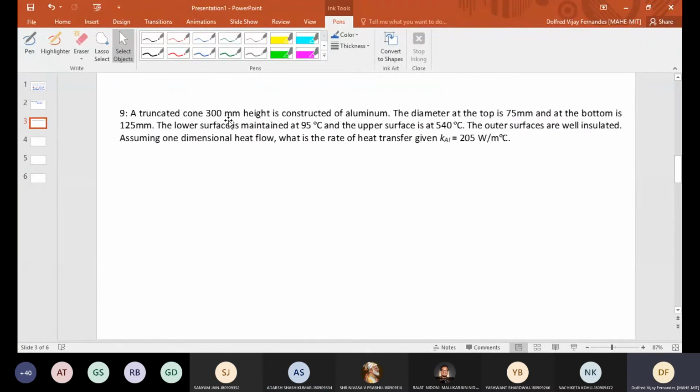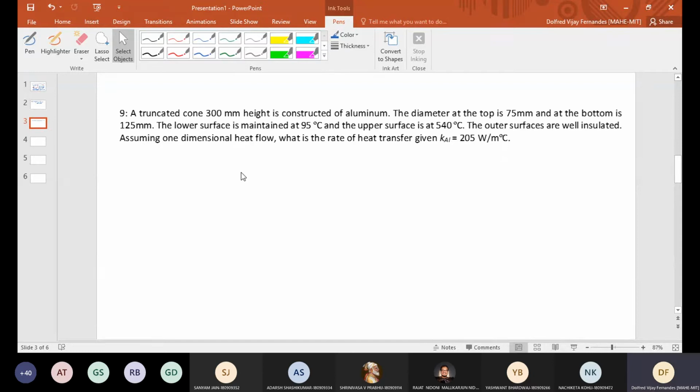So a truncated cone of 300 millimeter height, constructed of aluminium. The diameter of the top is 75 millimeter, bottom is 125 millimeter. Lower surface is maintained at 95 degrees centigrade, upper surface is at 540 degrees centigrade. The outer surfaces are well insulated. Assuming one-dimensional heat flow, what is the rate of heat transfer? Given K aluminium is 205 watt per degree centigrade.